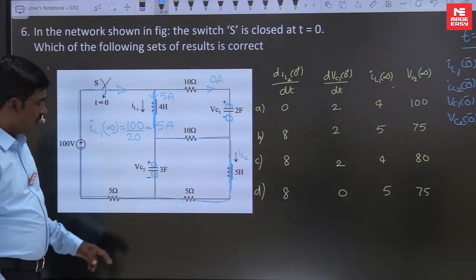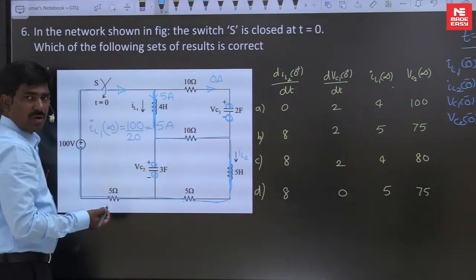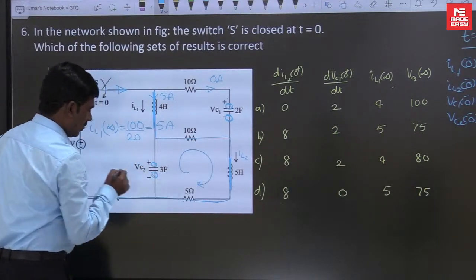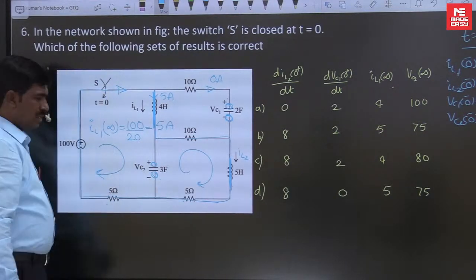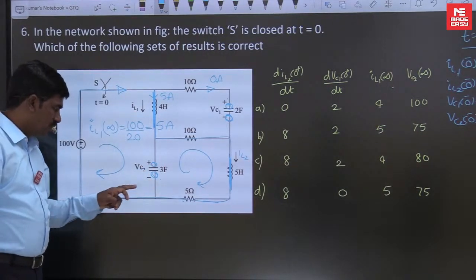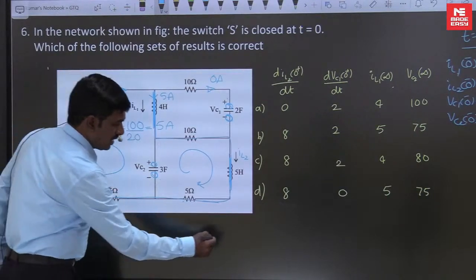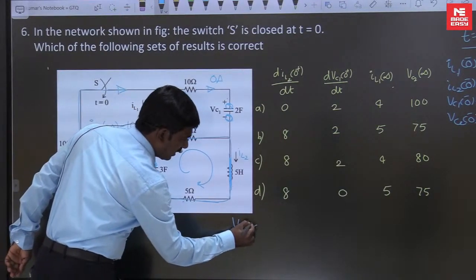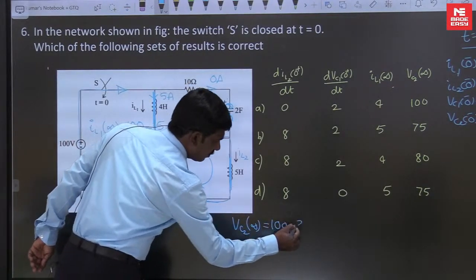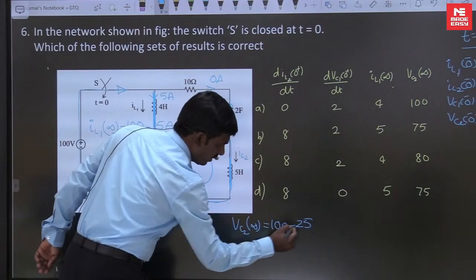Next is Vc2 of infinity. What is the voltage across here? Open circuit voltage, how to find out? Apply KVL, just apply KVL in this loop or in any loop. 100 minus Vc2 minus 5 into the current, which is 5. So Vc2 of infinity is equal to 100 minus 25, that is 75 volts.